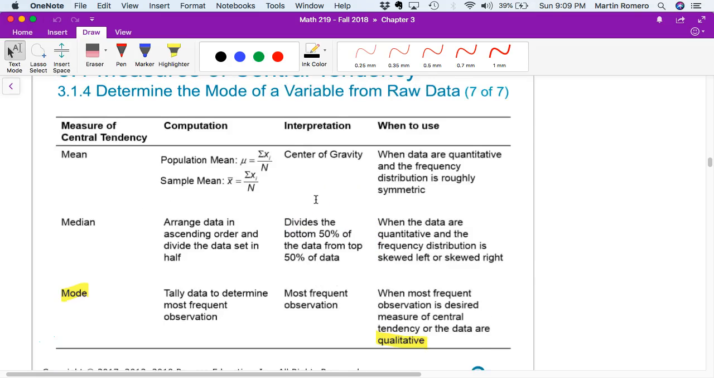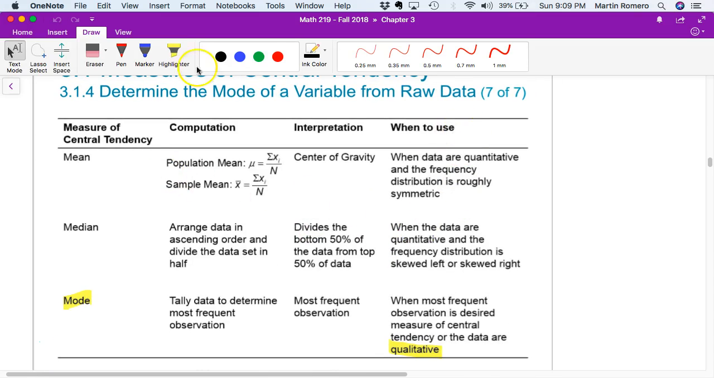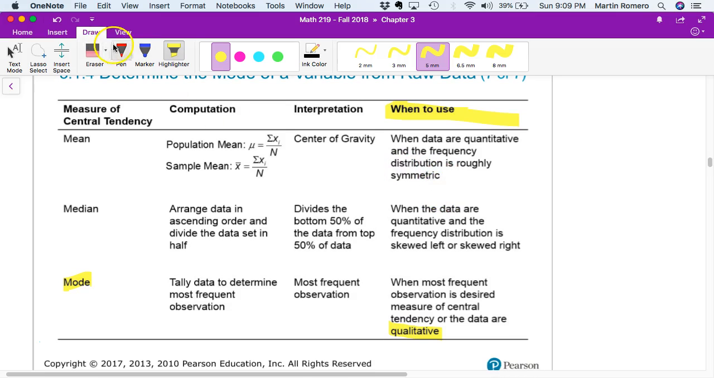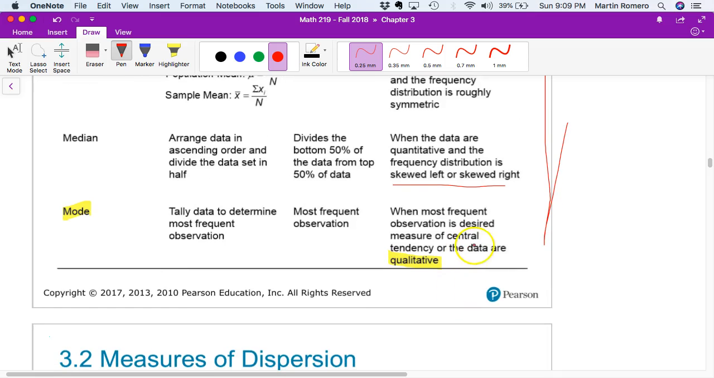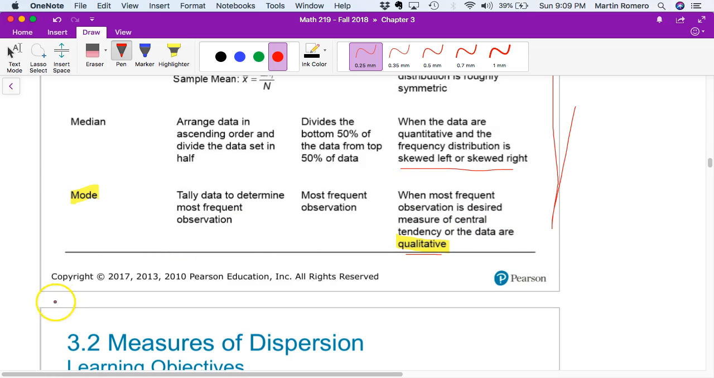Here are the conditions for when to use the mean, the median, and the mode. You can see the mean is used when the data is quantitative and you have symmetric data. Again, these are classic test questions, showing that you understand these concepts. Use the median when the data is skewed left or right, and use the mode when the data is qualitative, or when we're interested in what happens the most. That's when you use that. That's it for part 2.